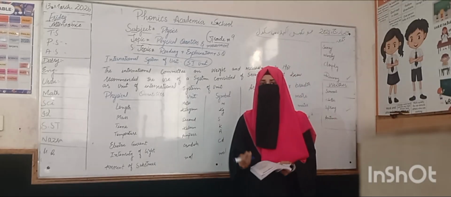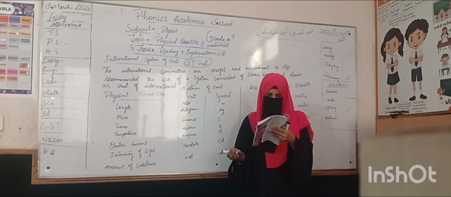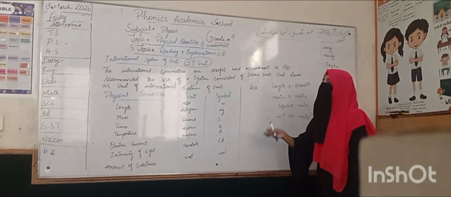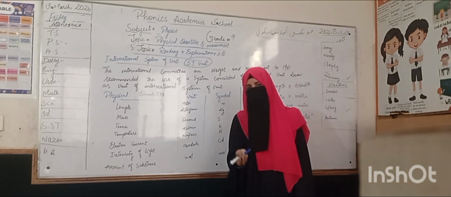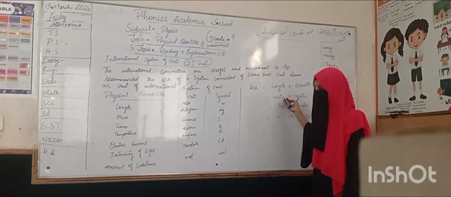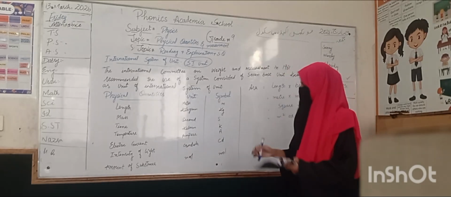The units that can be measured on the base of base units are known as derived units. For example, area is equal to length multiplied by breadth. You know that the measurement of both length and breadth is in meters, so when meter is multiplied by meter, it makes meter square.